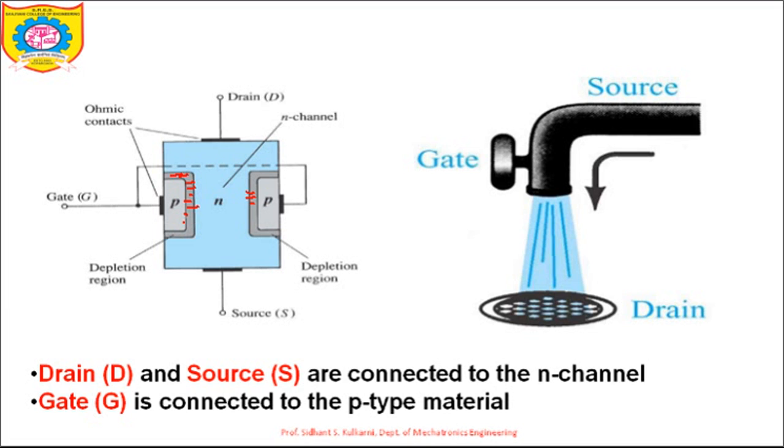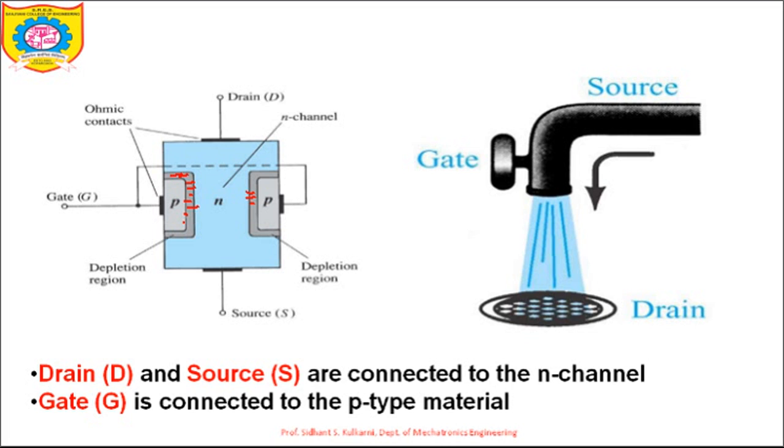So this ohmic contact will take the gate region out, and then drain and source also consist of ohmic contacts. Now this is an N channel MOSFET. Drain and source are connected to this N channel and gate is connected to the P type material.